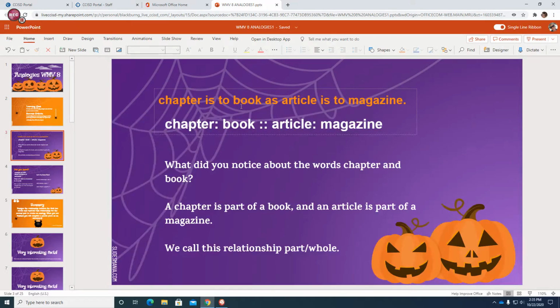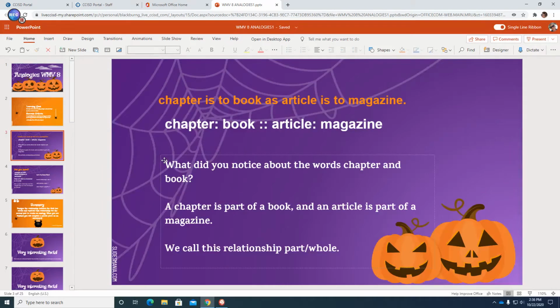Chapter is to book, as article is to magazine. So in orange here is how we read the analogy, but in white, however, is how we would write it. Chapter, colon, is to book. Chapter is to book, colon, as article is to magazine. So it looks very different from how we write it to how we read it.